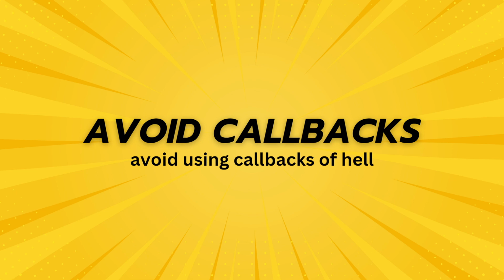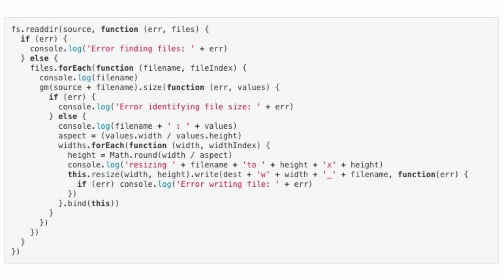So you want to avoid callbacks at all costs, because if you don't know how to use callbacks, a lot of callbacks usually cause what we call callback hell. Callback hell is when you write a program using so many callbacks that it becomes difficult to read and understand. So here is an example of what we call callback hell.